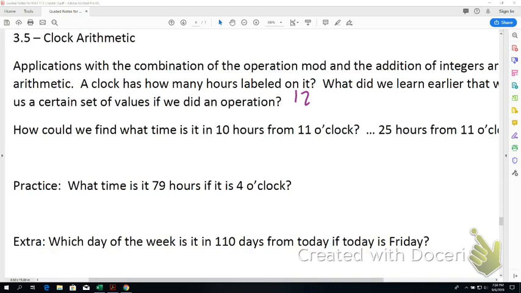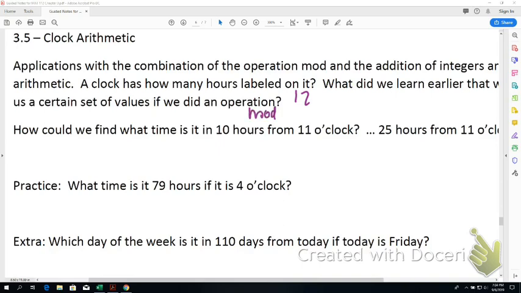And so if you think about a clock, that the image is in your book, if you go around, it's like you're repeating. You do 1, 2, 3, 4 all the way to 12, and then 1, 2, 3, 4 all the way to 12, and so forth. So remember, what did we learn earlier that had patterns to it? It was the mod operation.